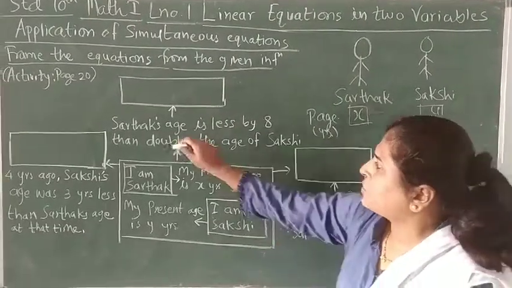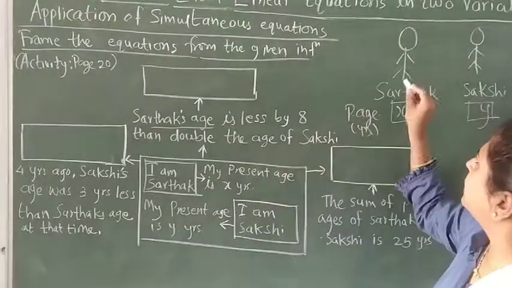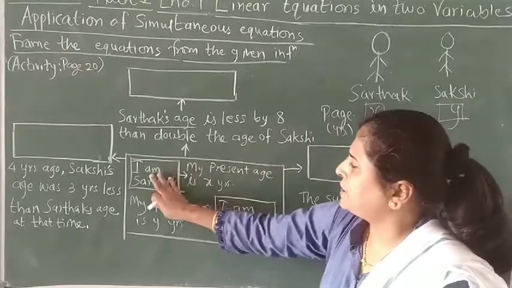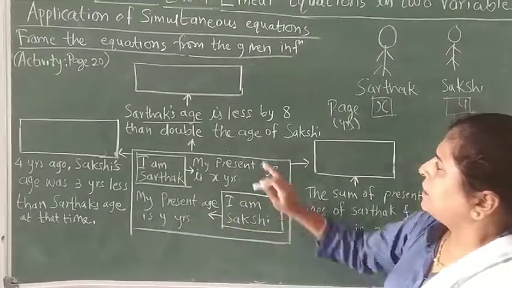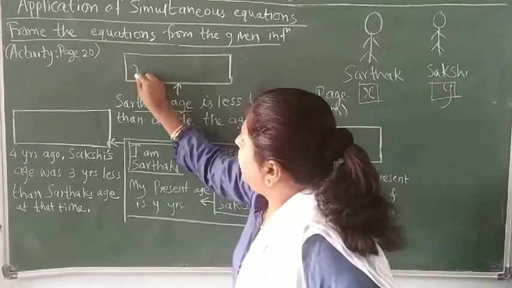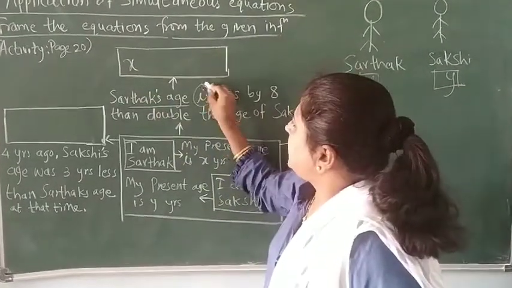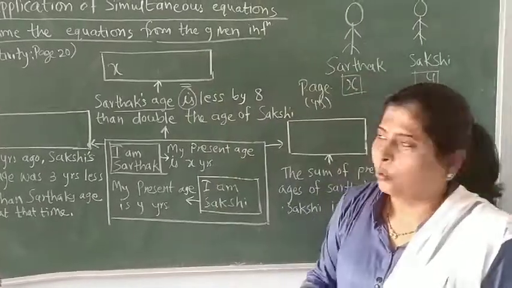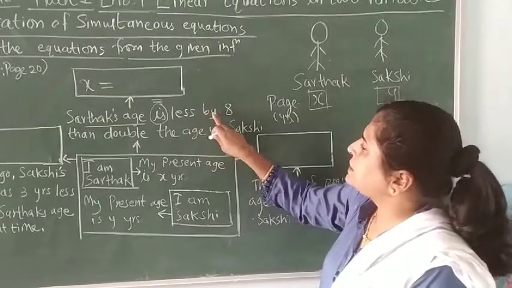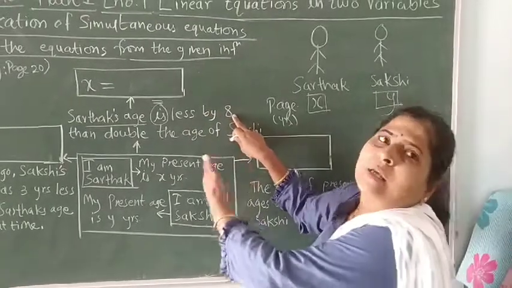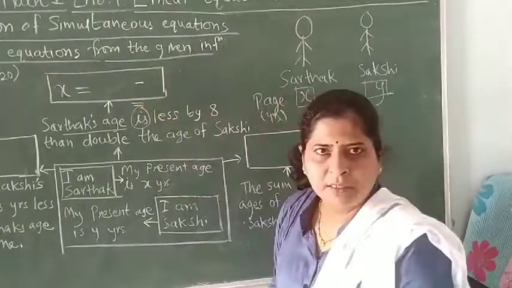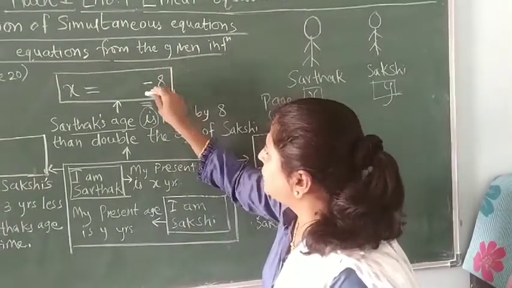Now Sarthak's age, where is Sarthak? This is Sarthak. His age is what? X, either from the figure or from this table. Sarthak's age is X. Always understand that "is" means is equal to. So this "is" will tell us equal to. Now less by 8 than something. So it is less by 8, so minus 8.